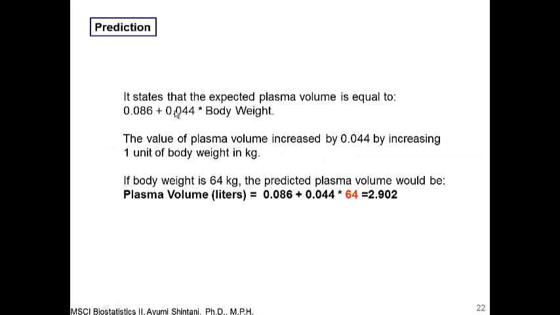Okay, and you can also use this formula to predict plasma volume of future patients whose body weight is 64 kilograms. To do that, you just plug 64 into this formula. And 2.9 is the estimated plasma volume for your future patient whose body weight is 64 kilograms.